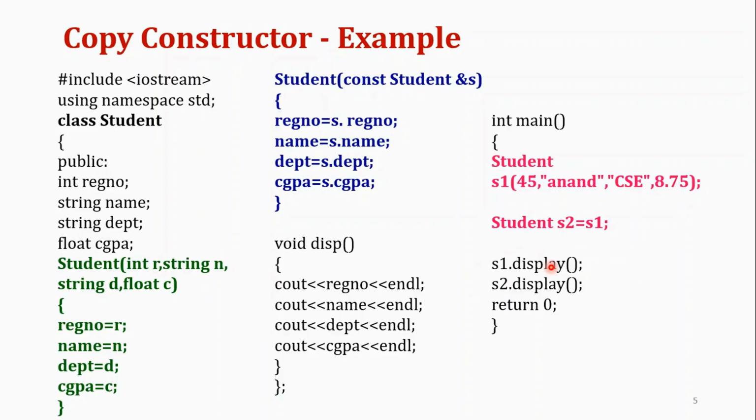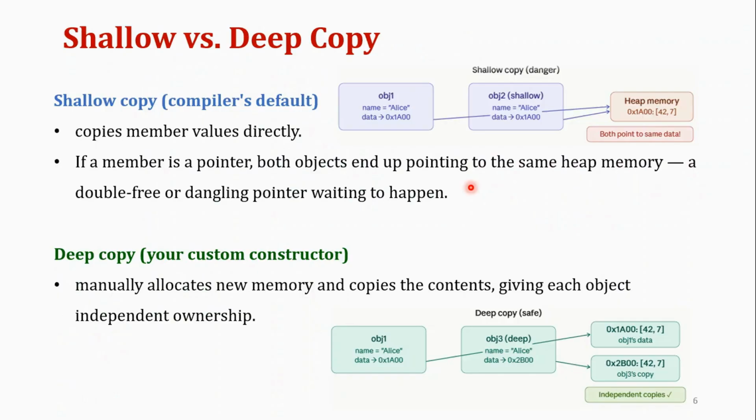Okay. So the key point to remember is that a copy constructor creates a new object from an existing object. So it has the syntax of this one: the class name of the same class, then constant, and the object reference. Okay, that's it. And we have one more topic, shallow and deep copy constructor.